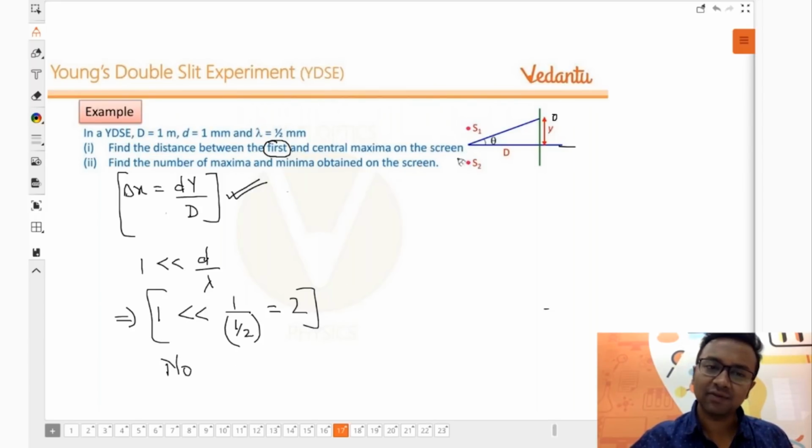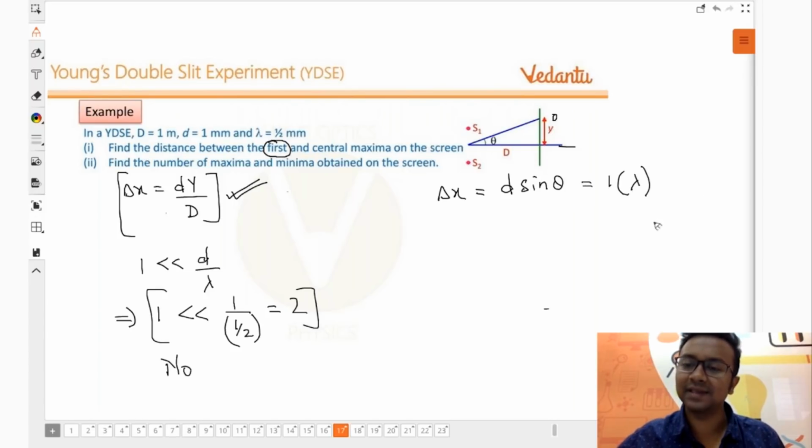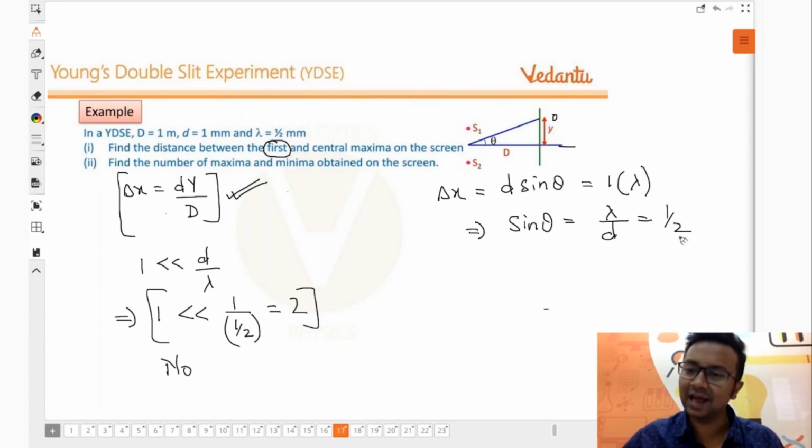Then what should we use as the formula for the path difference? The formula for the path difference in that case is going to be the general one, that is d sine theta, and in this case it should be 1 times lambda, that is n lambda, which is going to give me that sine theta is lambda divided by d, so that is like half, which implies theta will be equal to 30 degrees.